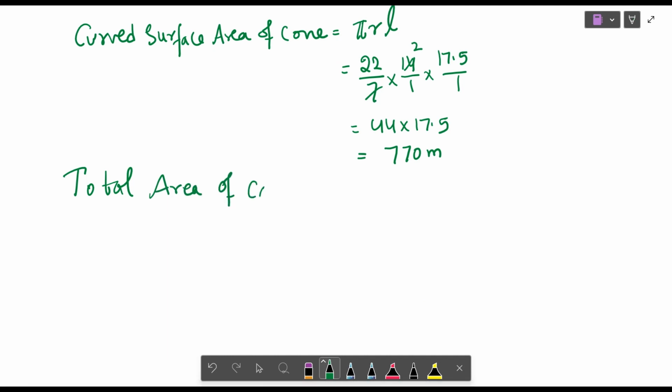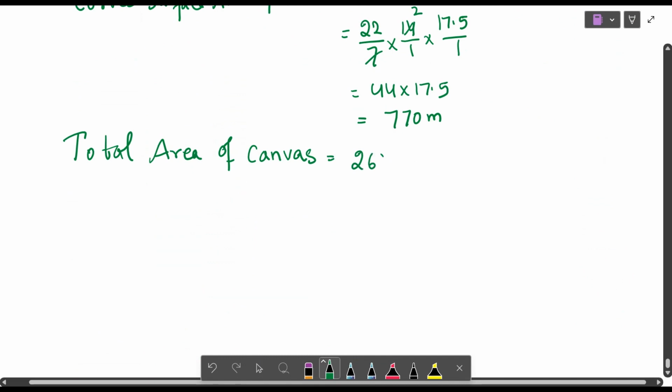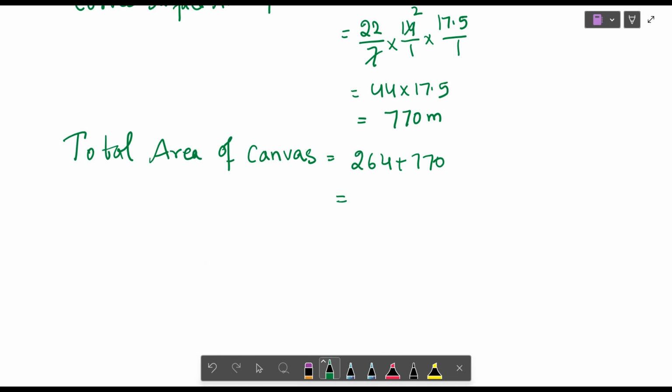Total area of canvas will be equal to, add these two. How much did we get? 264 plus 770. How much, students? 1034 meter square. So this is the total area of the canvas required. For stitching and wastage, the area they have given is 26 meters square.